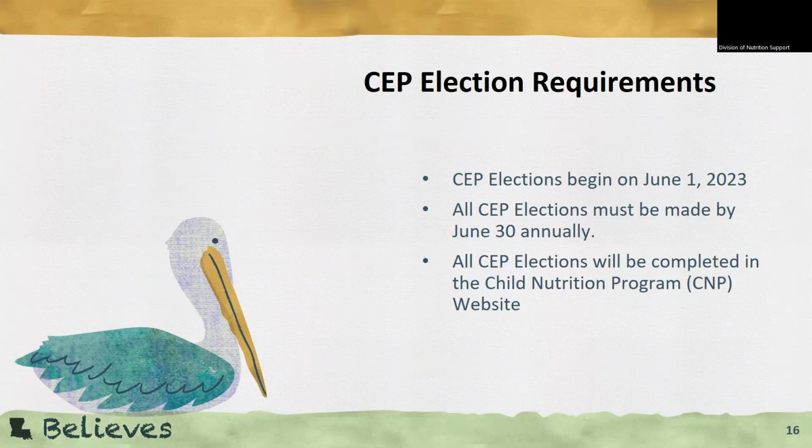The requirements for CEP elections are as follows. CEP elections will begin on June 1st, 2023. Each year, all CEP elections must be made by June 30th. All CEP elections will be completed in the Child Nutrition Program website.